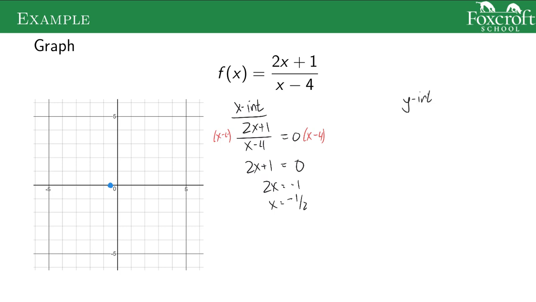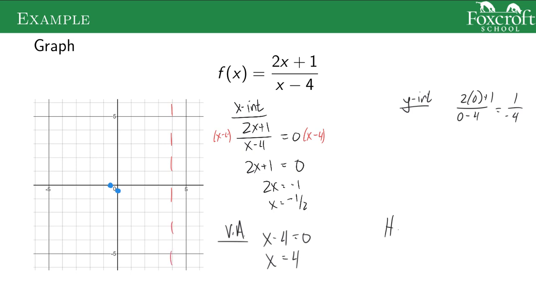My y-intercept, then I plug in 0. That gives -1/4, so that's going to be there. My vertical asymptote is when the denominator is equal to 0, which happens at 4. So I put that on again. Asymptotes are going to go on as dotted lines. And my horizontal asymptote, the highest power on the top is 2x, highest power on the bottom is x. That simplifies to 2. So my horizontal asymptote is 2.